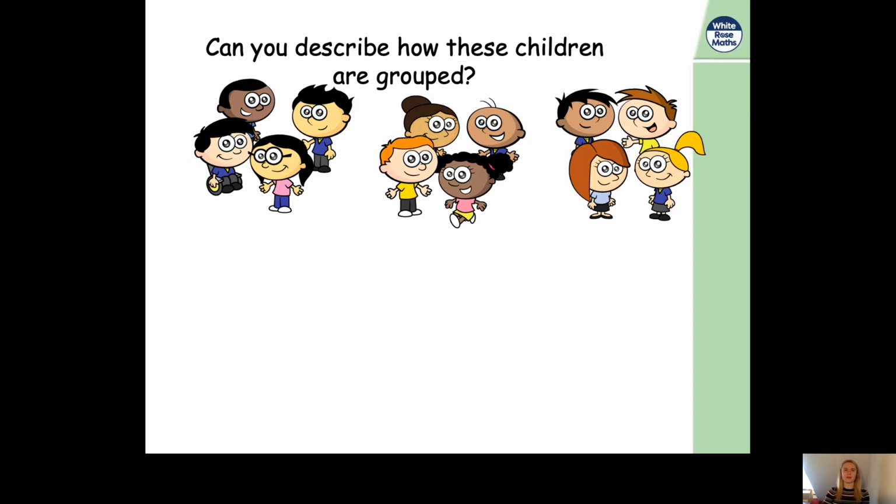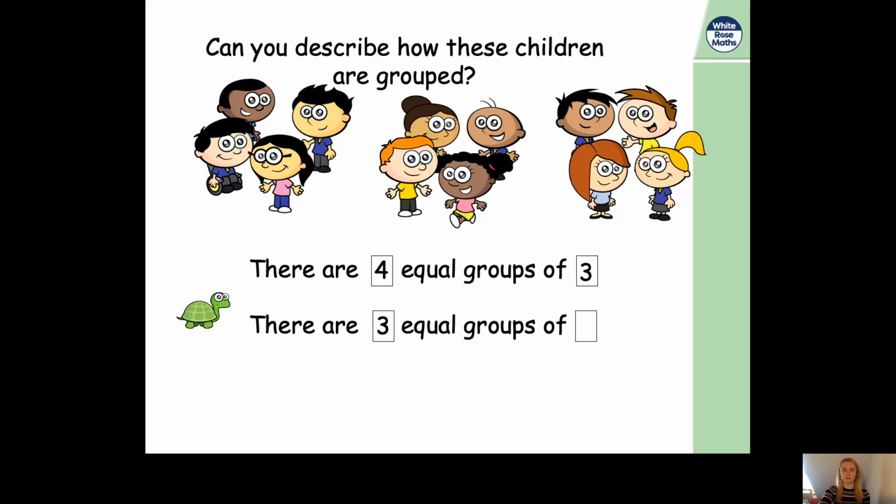Okay, can you describe how these children are grouped? Okay, here's 2 sentences. Which one describes how they're grouped? Is it 4 equal groups of 3 or 3 equal groups of 4? What do you think? Pause the video and have a little think.